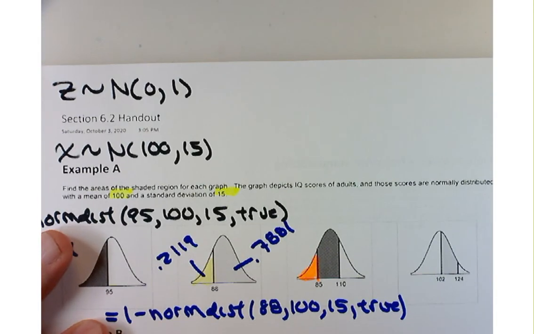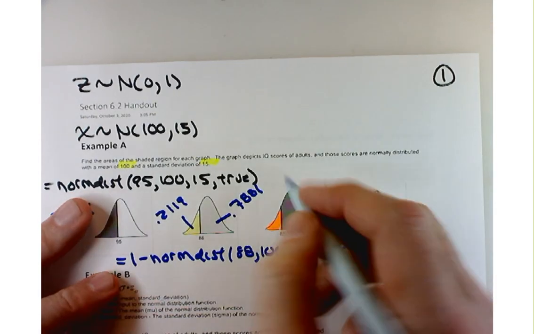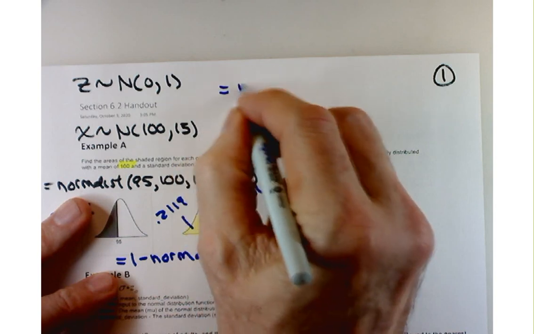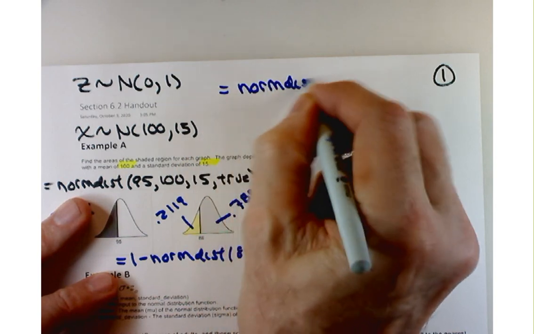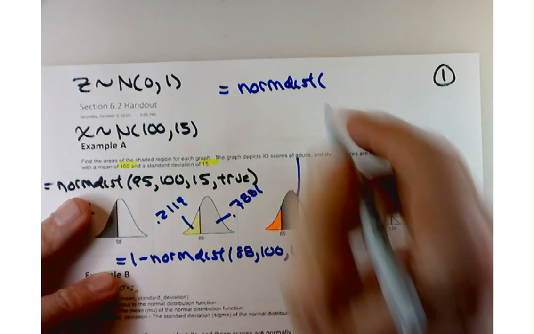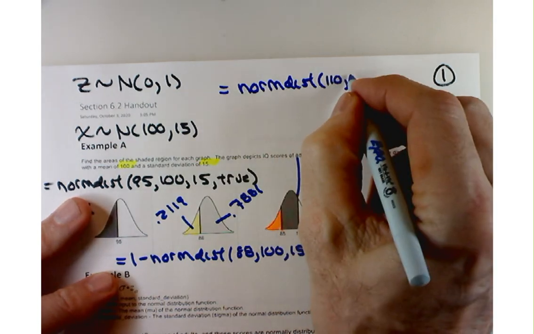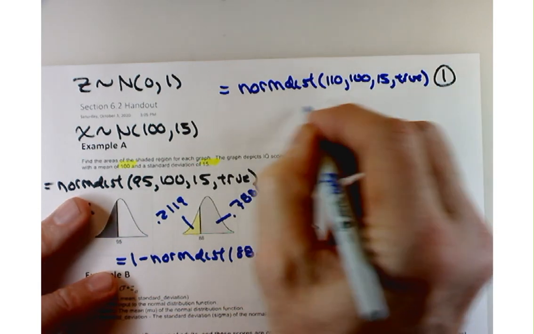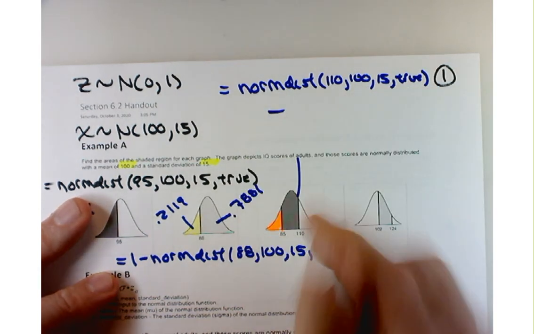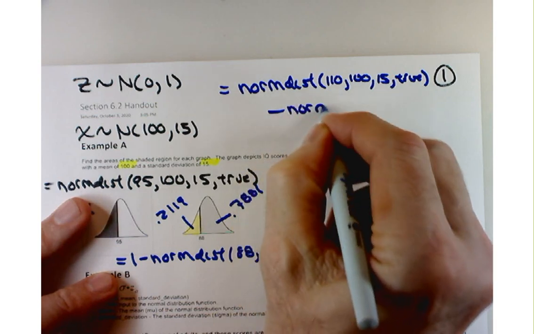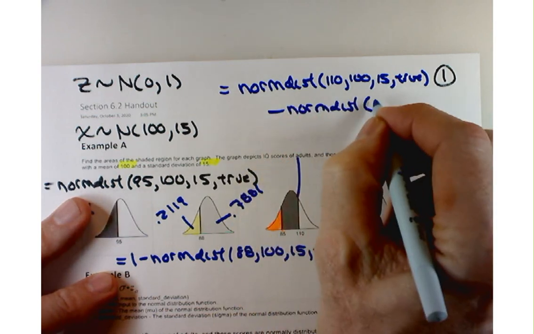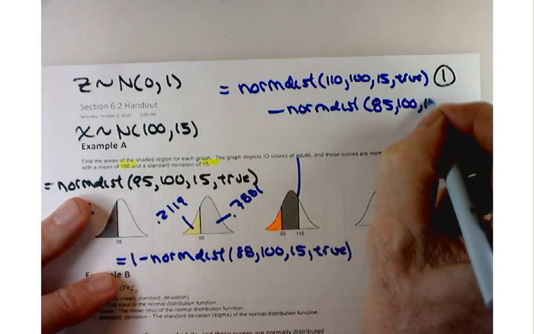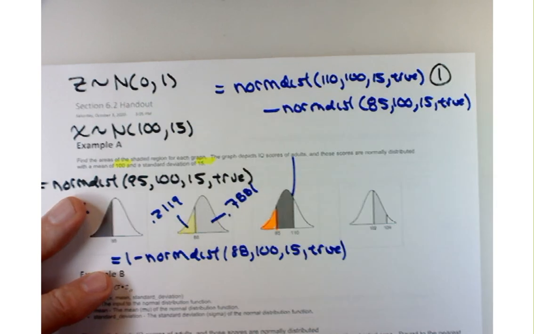So let me type in the commands or show you the commands for both of those, and then you got to subtract them. So equals norm distribution. So the first one is going to be 110, and then 100, and then 15, and then true, minus that same stuff, norm distribution of 85, 100, 15, and true.